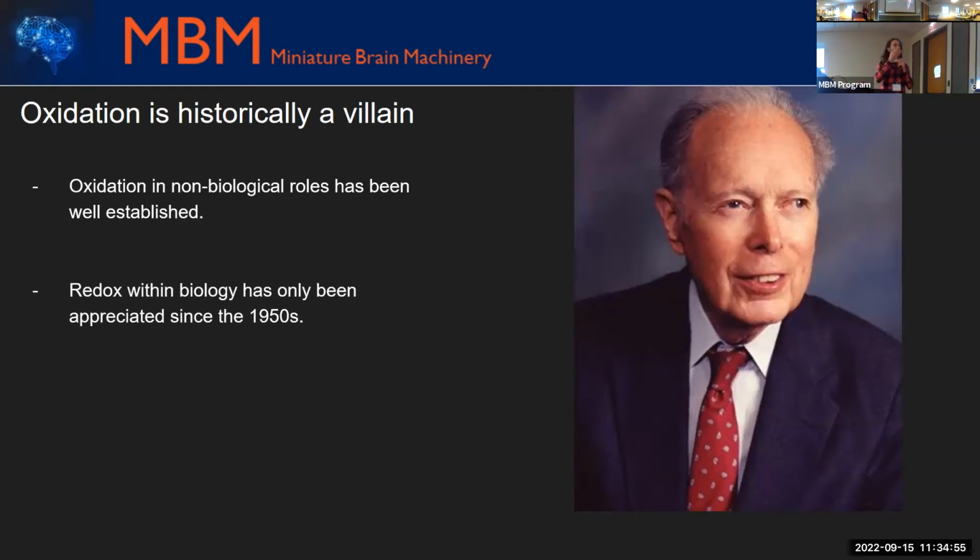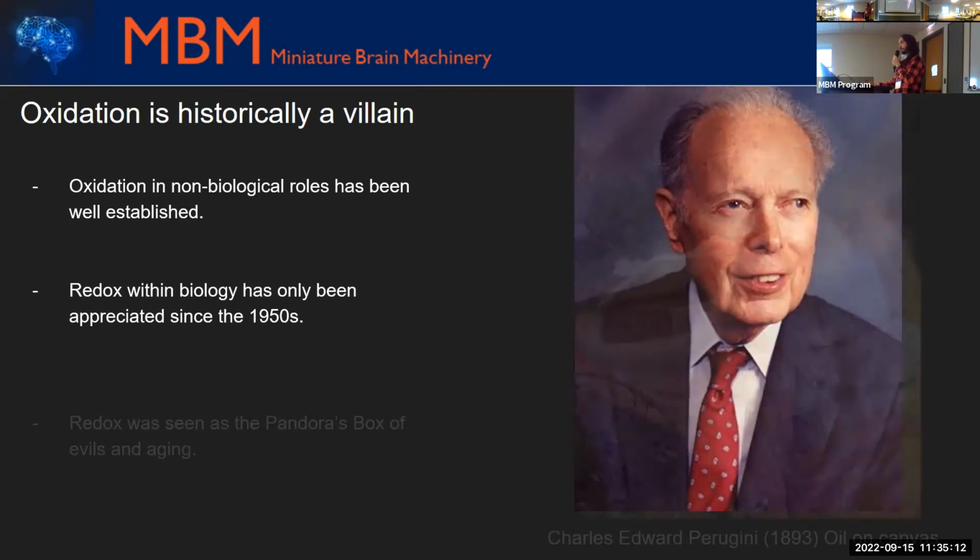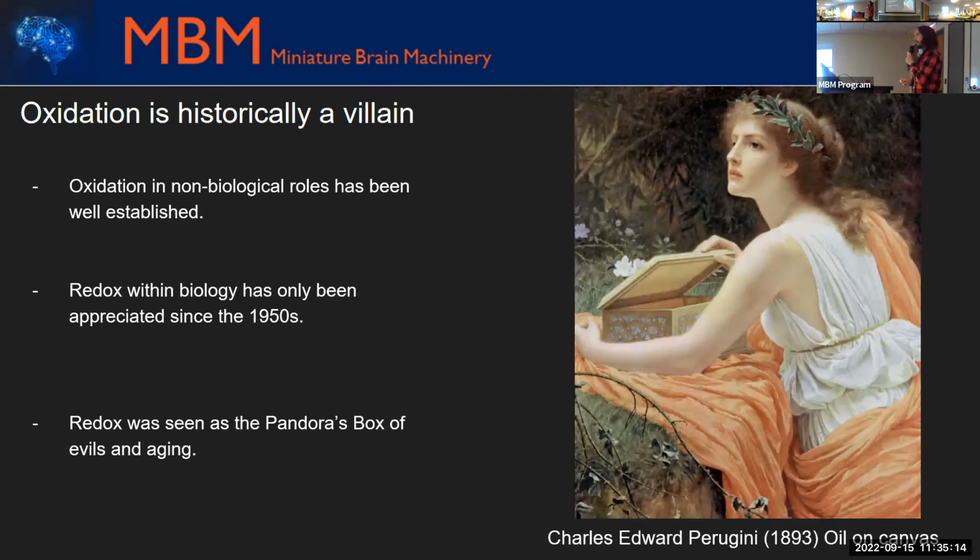So we have an image of Denham Harmon here. He's kind of called the father of the oxidation concept of aging. So we know that everything ages, everything gets older and dies. The question is, okay, what causes it? And he came up with this theory that oxidation is the main driver of aging for all different organisms. So we see oxidation or redox within biology as kind of being this Pandora's box of evil causing all these different issues within the body.